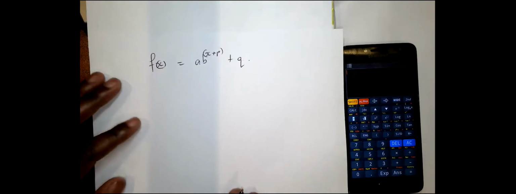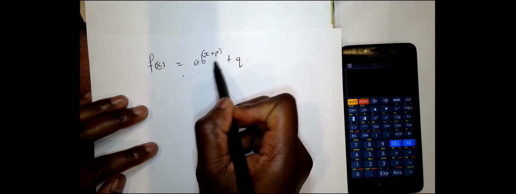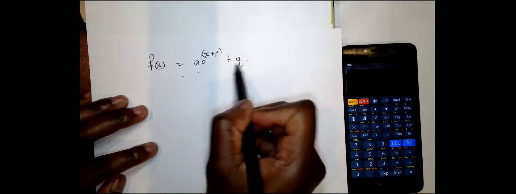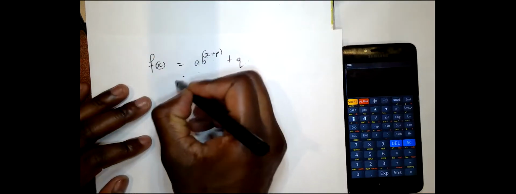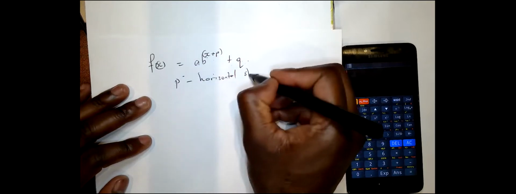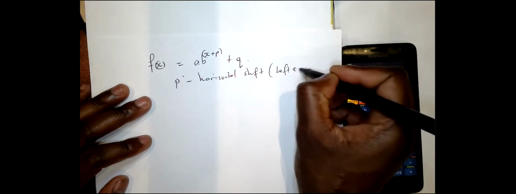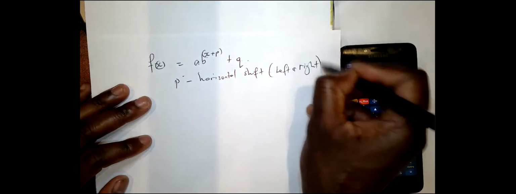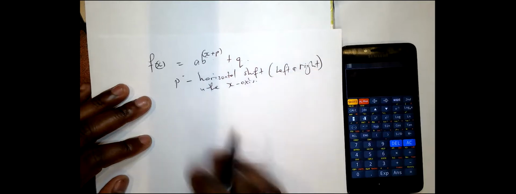All right. So here again, we are adding another variable, which is p. We are saying x plus p, plus q. Remember what I said, if it is inside like that, what is the effect? It's a horizontal shift. So p is for the horizontal shift. It's left and right in the x-axis. That's what we need to remember there.